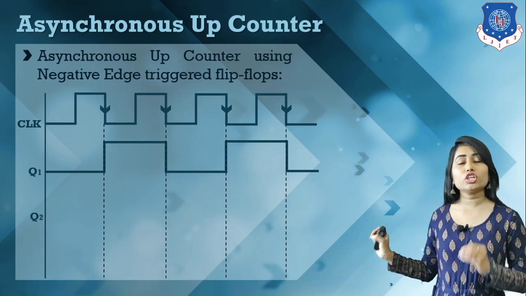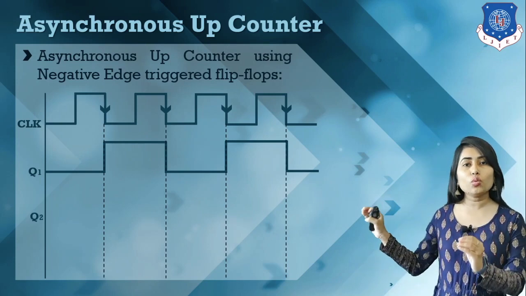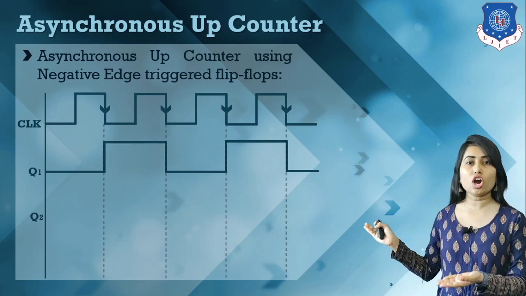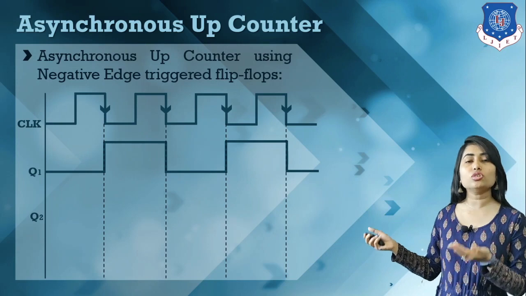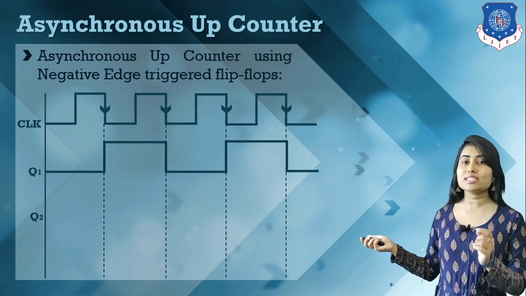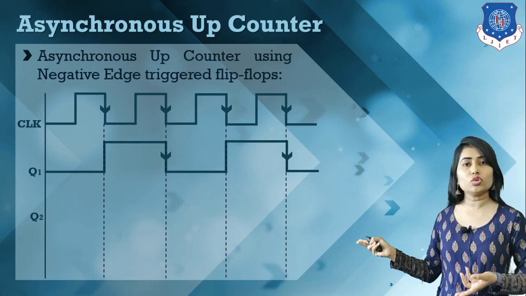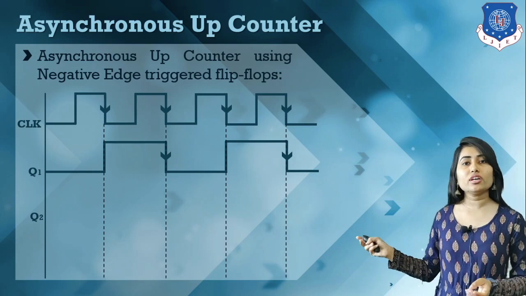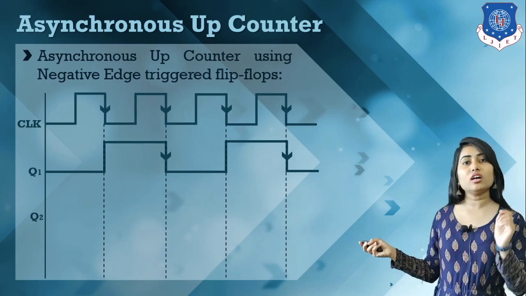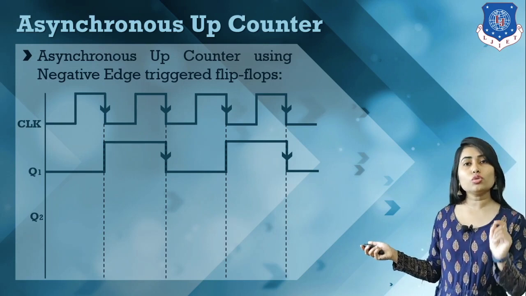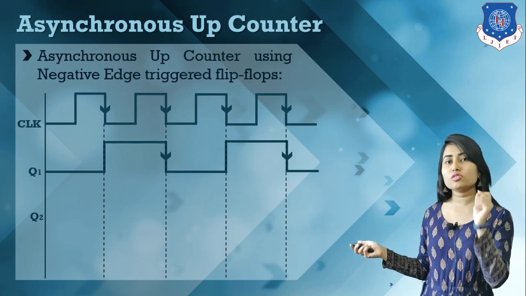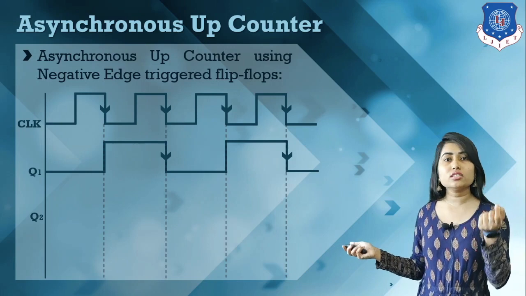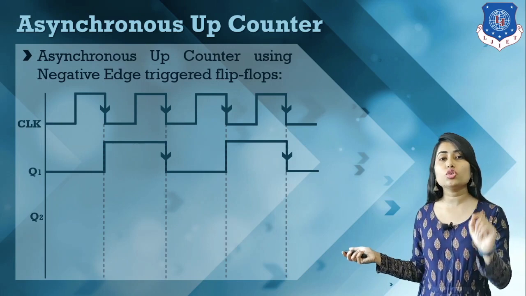So for Q2, this Q1 is its clock. So let's mark Q1's negative edges. Now here we have to calculate Q2. Q2 will be activated at the negative edge of Q1 only, because for Q2, this second flip-flop, Q1 will be the clock.